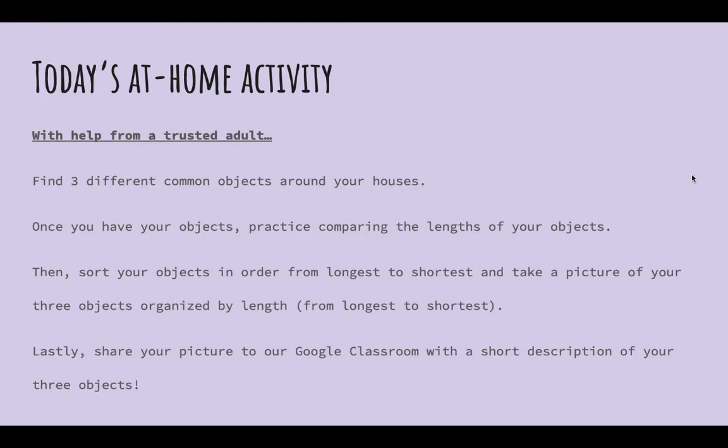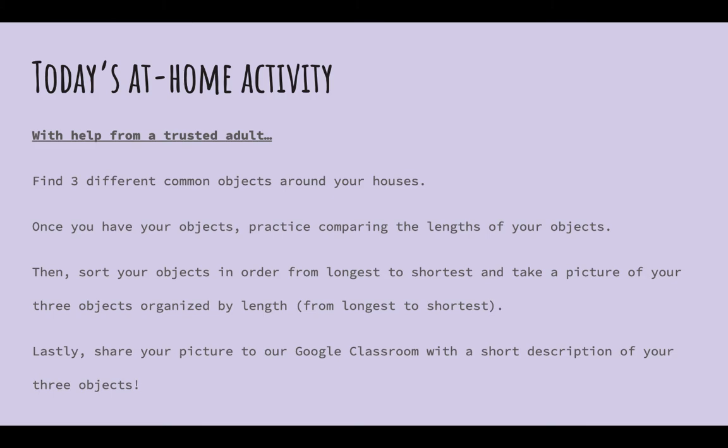Today's take-home activity: you are going to find 3 different common objects around your homes. Once you have your objects, practice comparing the lengths of your objects. At that one starting point, you could use a ruler to draw a line on a piece of paper, or you can use something flat, like the floor or the table. Just play around with them. Take notes and make comparisons between your objects.